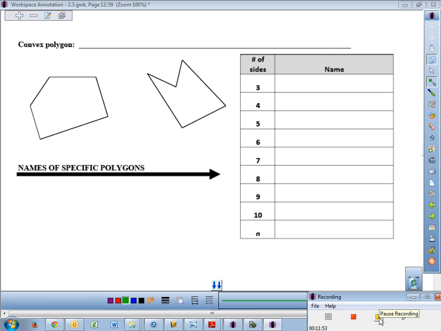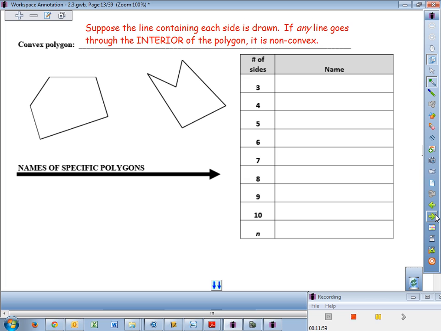Convex polygon, and then we'll take a lunch break. Convex polygon. Here's what that means. You don't even have to write that down, okay? But it says, suppose the line containing each side is drawn. If any line goes through the interior of the polygon, that would be non-convex. So, let me say that again. I'm going to draw a line that contains each side of the polygon. For example, boom. You see how I drew a line through that side right there? Did that line go through the interior of that polygon, yes or no? Nope, but I got to do that for all of them.